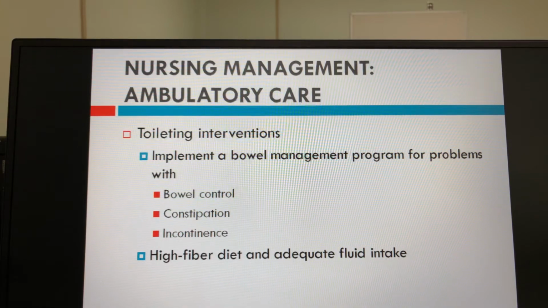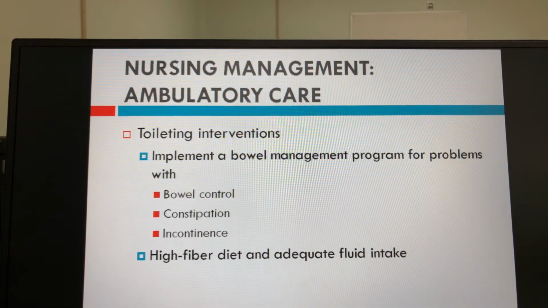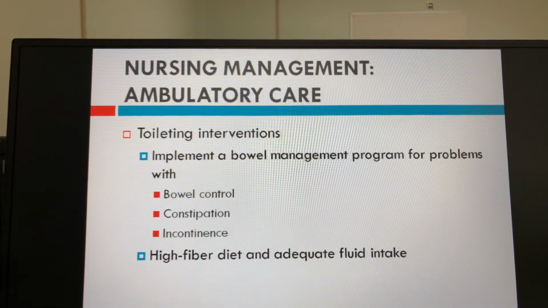Cooked fruit 3 times a day. Cooked vegetables 3 times a day. And whole grain cereal or bread 3 to 5 times a day. Nursing measures are also focused on promoting urinary continence.